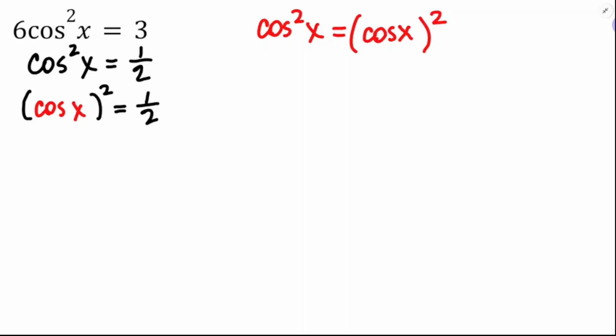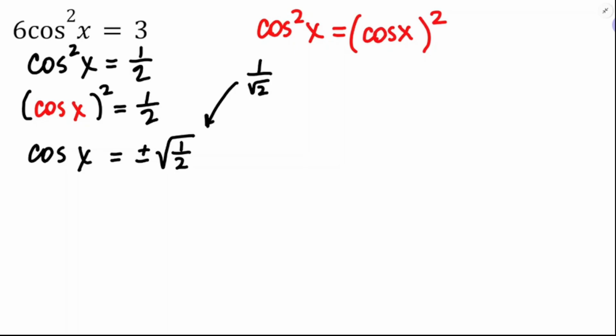And so I'm going to need to take the square root of both sides of the equation, and that'll have a plus or minus. So I'll have plus or minus the square root of a half. And thinking about the square root of a half, that's going to be the square root of 1 divided by the square root of 2.